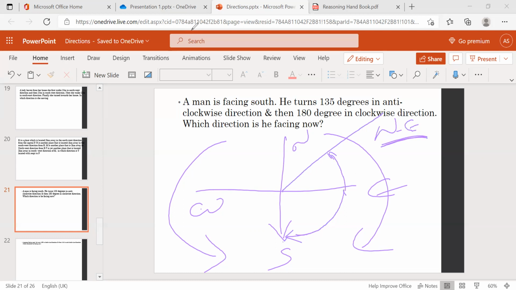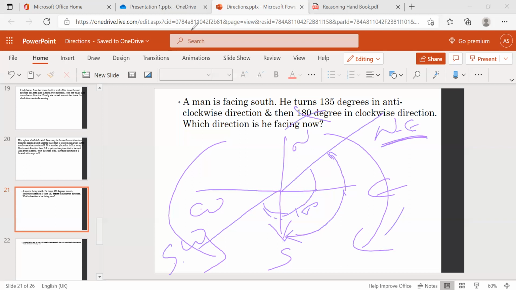180 degrees clockwise direction. Clockwise direction means nothing but this one. So 180 degrees. These are 45, and this is 90, 135, and this is 135 plus 45. It is 180. This is 180, clockwise direction. So he is now facing southwest.